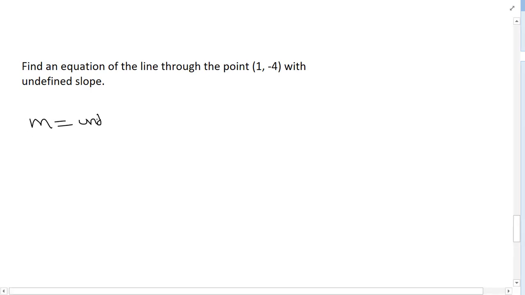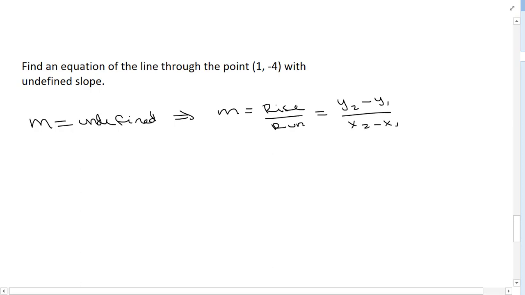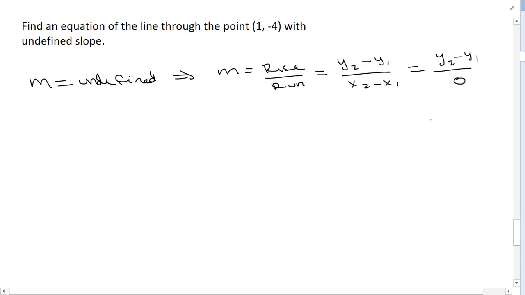So if the slope is undefined, that means that when we have the slope as rise over run, rise is the change in y over the change in x. In order to get an undefined, your slope would have had to be y2 minus y1 over 0. So to get undefined, that means that you have divided by 0, and that can't happen. So that means you do have a rise, but you don't have a run. And so that gives you a vertical line.